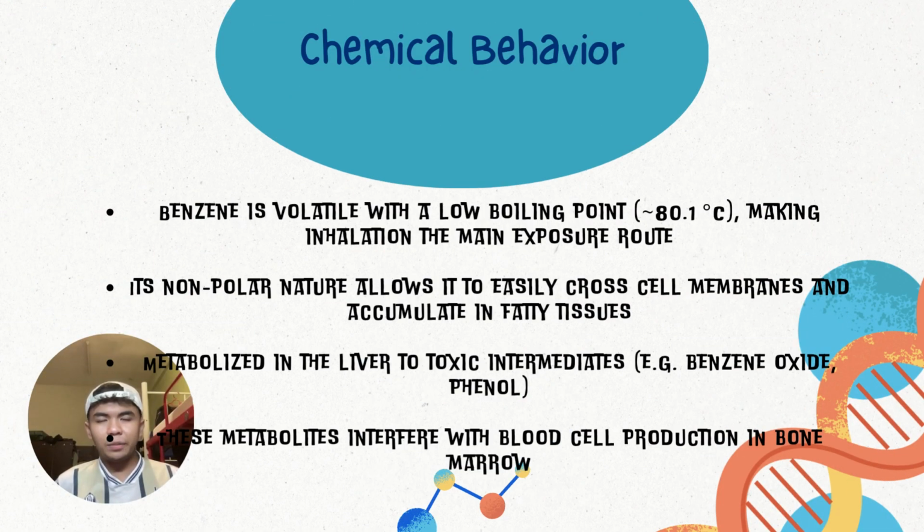So we move on to the next part, which is chemical behavior for benzene. Benzene is volatile with a low boiling point, which is 80.1 Celsius, making inhalation the main exposure route. Its non-polar nature allows it to easily cross cell membranes and accumulate in fatty tissues. It is metabolized in the liver to toxic intermediates, for example, benzene oxide and phenol. These metabolites interfere with blood cell production in bone marrow.